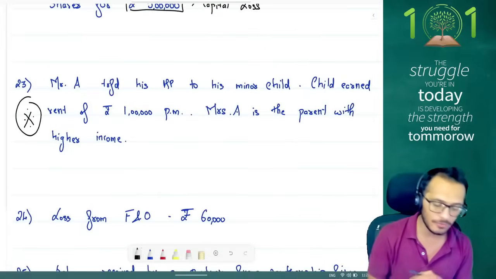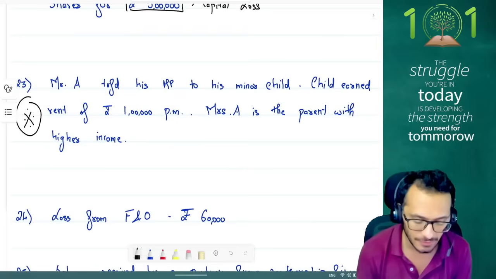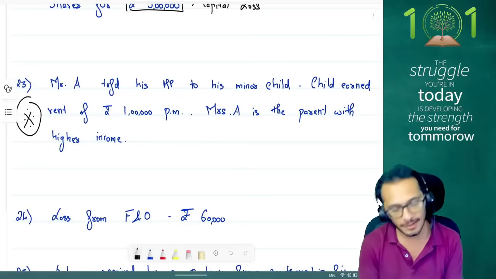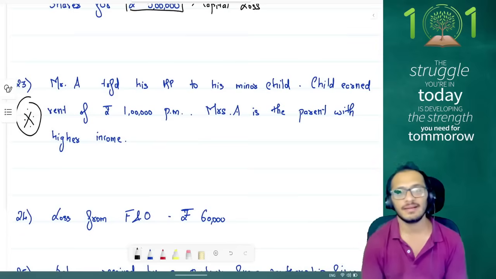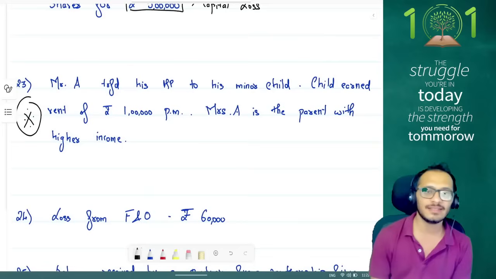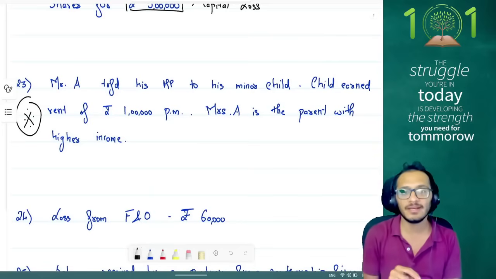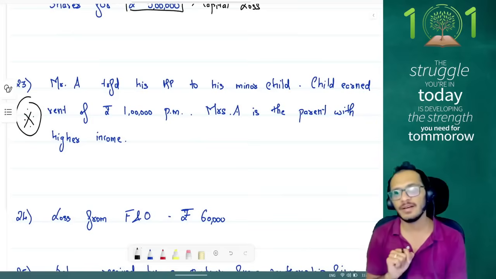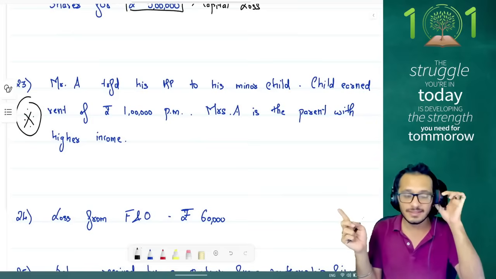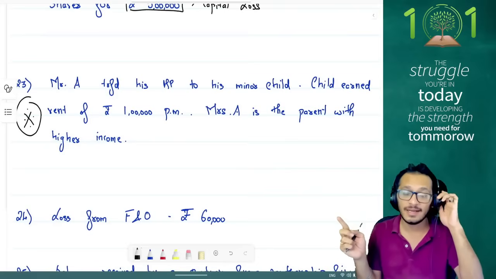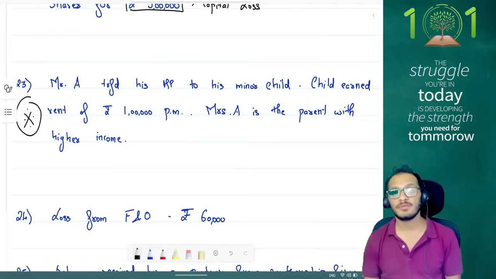right now. Clubbing of income question, people, look at this carefully. It says Mr. A is transferring his house property to his minor child. Child has earned a rent of 1 lakh rupees per month. Mrs. A is the parent with the higher income. Now, normally what students end up doing is they say, yes, clubbing rules will apply. Clubbing rule says, tax it in the hands of the parent whose income is higher and grant a 1,500 rupees exemption. Which means in this case, normally students would say, the rent which is received by the child will be fully taxable in the hands of Mrs. A because her income is higher. Unfortunately, this is wrong.